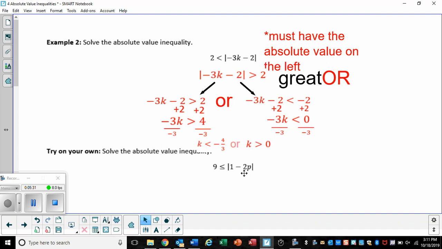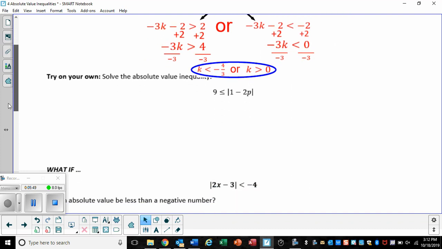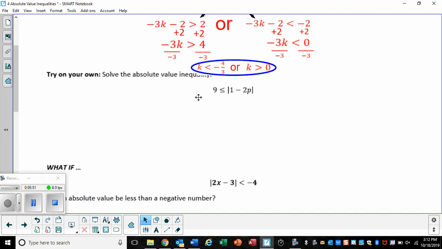Bring down my OR for my final answer, and then that is my solution set. That's where I can find the solutions. If I use those two, I can find my solutions to this inequality. Okay? So now you guys are going to try this one on your own.